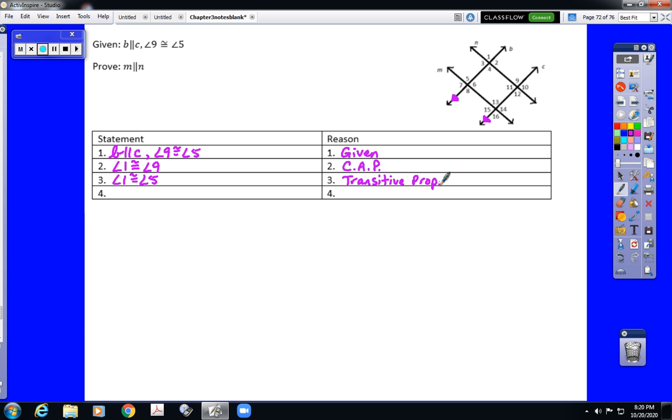And folks, if angle 1 is congruent to angle 5, that proves that line M is parallel to line N by the converse of the corresponding angle postulate. Because if a pair of corresponding angles, 1 and 5, are congruent, that means the lines they lie on, N and M, must be parallel by the converse of the corresponding angle postulate. That does it for this proof.